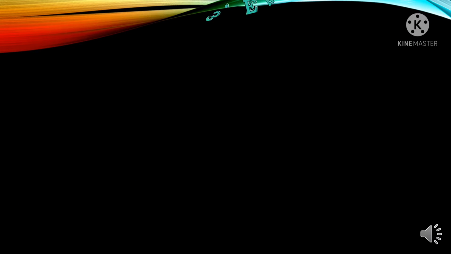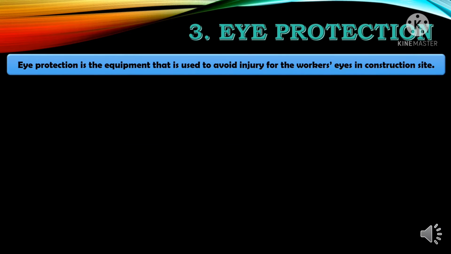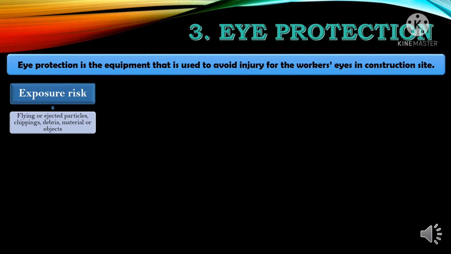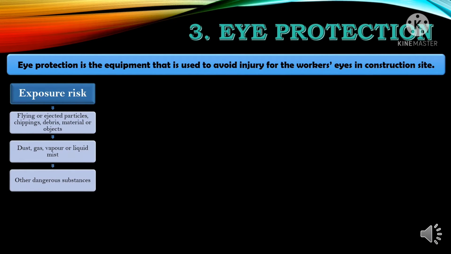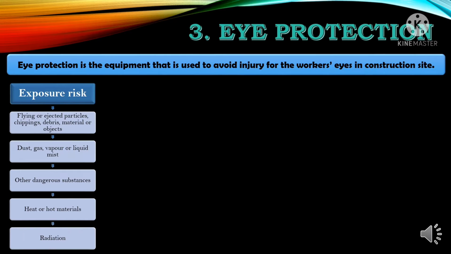The third one is the eye protection. Obviously, eye protection is the equipment that is used to avoid injury for the worker's eyes in construction site. There are several exposure risks which might be the main reason for the workers to wear eye protection. The first one is flying or ejected particles, chippings, debris material or object. Second one is dust, gas, vapor or liquid mist. The third one is other dangerous substances that might enter the eyes. The fourth one is heat or hot materials, and the last one is radiation.